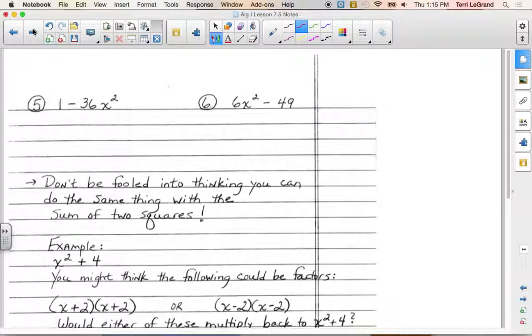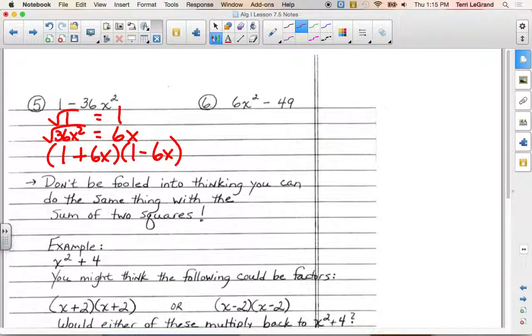What if it's 1 minus 36x squared? Should I change that to add the opposite? No, we didn't in the front, did we? We're just going to say the first term is 1, and the second term is 36x squared. The square root of 1 is 1, and the square root of 36x squared is 6x. We don't do anything with negatives here. We just find the square root of 36x squared. And now we set up our 1 plus 6x, 1 minus 6x.